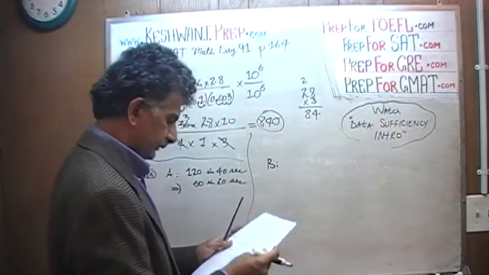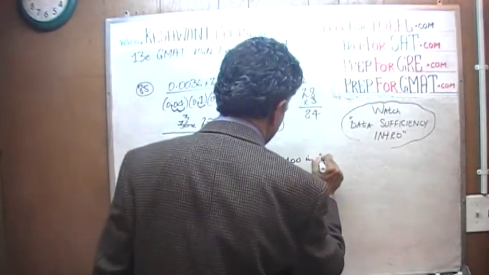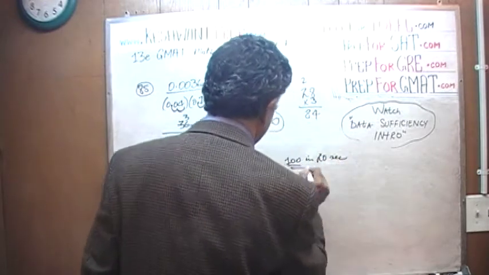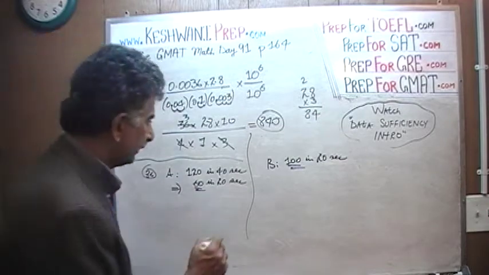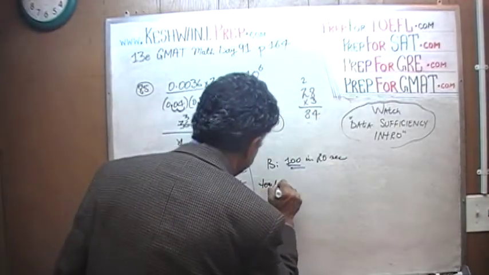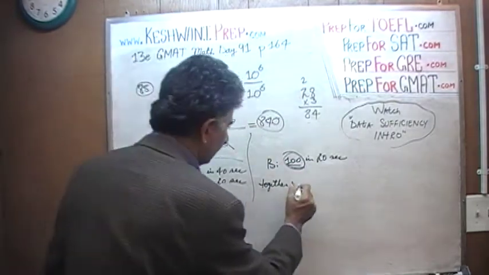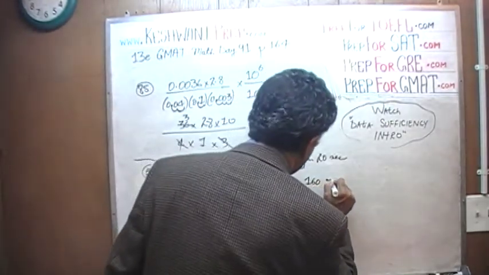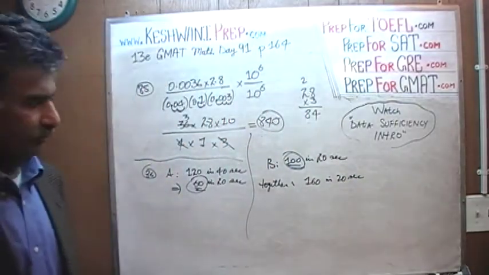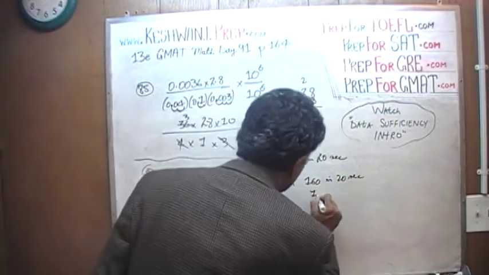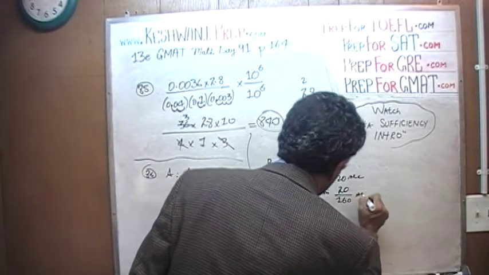B, they tell us, does 100 in 20 seconds. So that's convenient. So that one does 100 in 20 seconds, this one does 60 in 20 seconds. So together they will do 100 plus 60, 160 in 20 seconds. If they're doing 160 in 20 seconds, they must do 1 in 20 over 160 seconds.